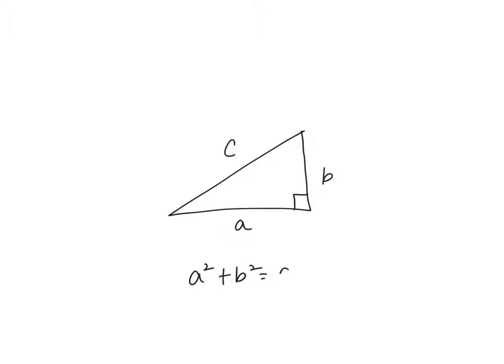Before we look at an example, recall that if I have a right triangle with side lengths a, b, and the hypotenuse c, then a squared plus b squared equals c squared by the Pythagorean theorem. Let's take a look at an example. It says find the exact value of the 6 trig functions of theta.